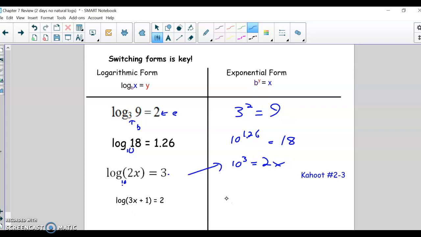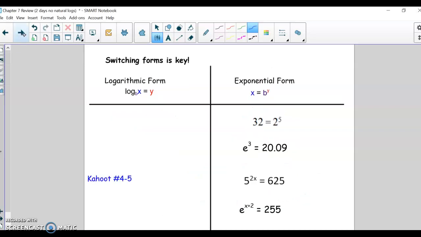Same thing on this last one. We have a base of 10, exponent of 2 equals 3x plus 1. And now you're pretty much done, right? If you were solving, you'd have 100, and then you could minus 1, divide by 3, and you'd have your answer. So again, on solve, you're just going to switch forms.